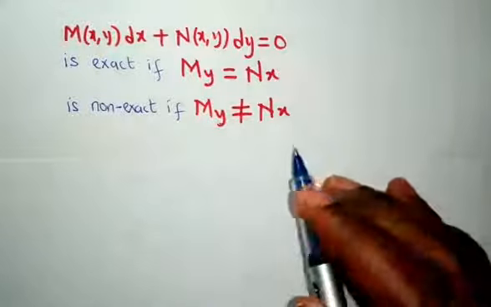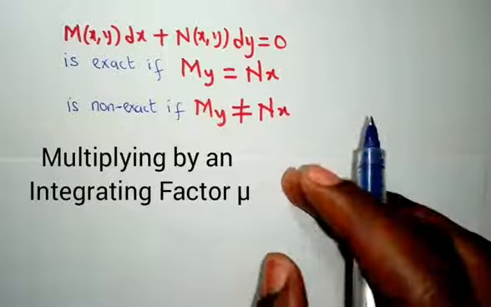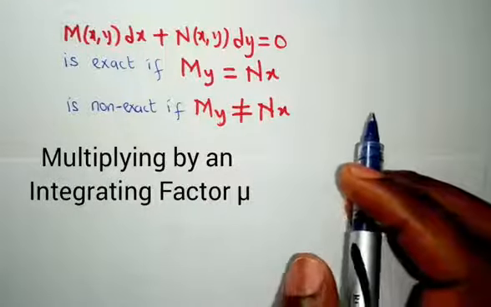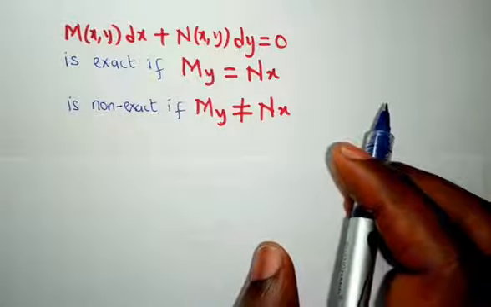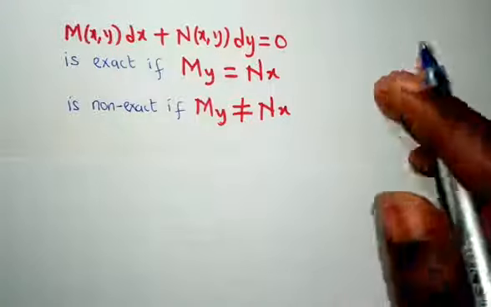Now, a non-exact differential equation can be made exact by multiplying by an integrating factor mu. Now, the process of finding integrating factors can be quite difficult. So in this video, we will only consider two cases.